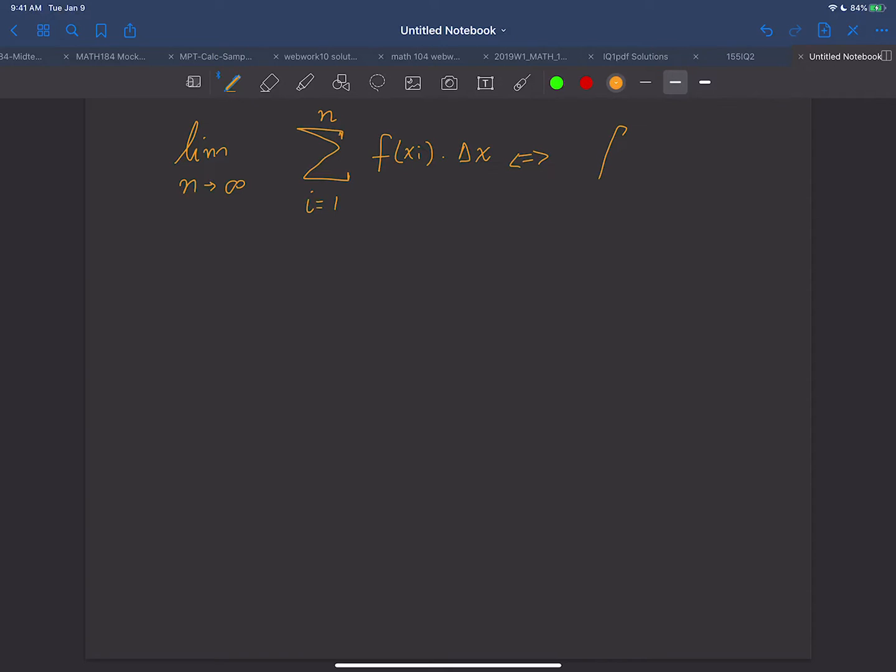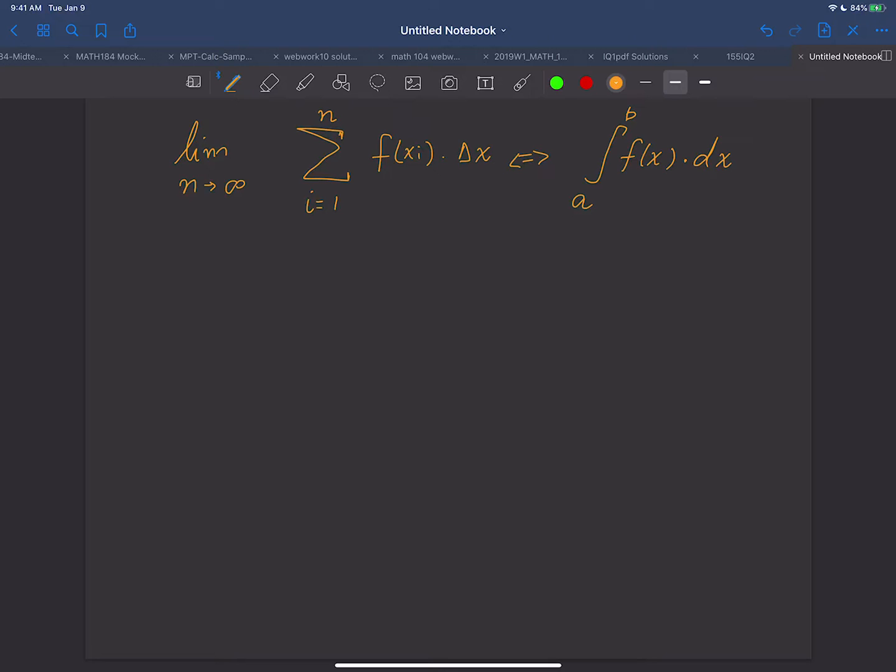So now the sigma sign will change to an integral sign, and the bound where the integral starts is just going to be a. The bound where the integral ends is going to be b. The inside part is f of x, and this delta x becomes dx. So now this is the equivalency relationship.